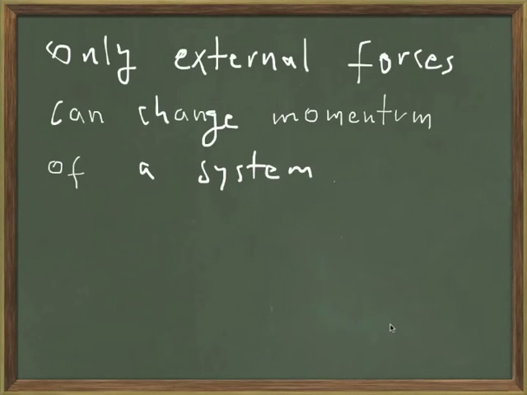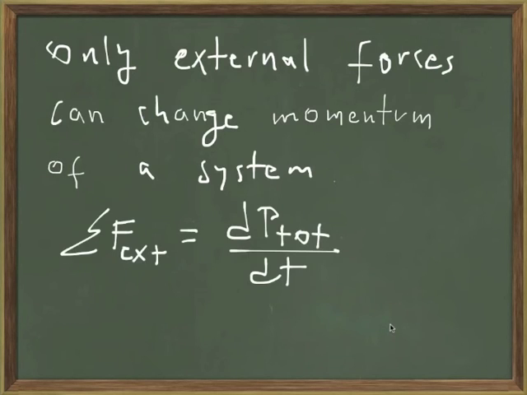So we're saying that only external forces can change the momentum of a system. Only external forces. The total momentum of a system. That comes from this equation, right? On the left-hand side, you have all of the external forces acting. In the case of the bat and the baseball, we only had one, but you could have more than one force pushing on the object, right? The sum of all of those external forces is what's going to change the momentum of the system as a whole.